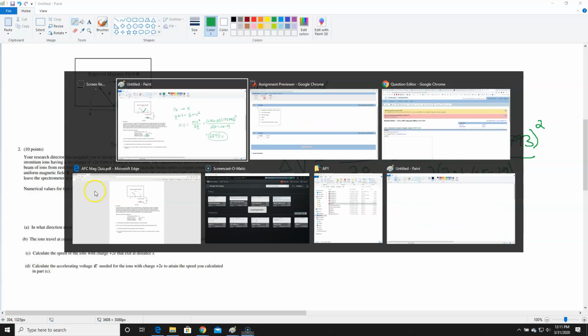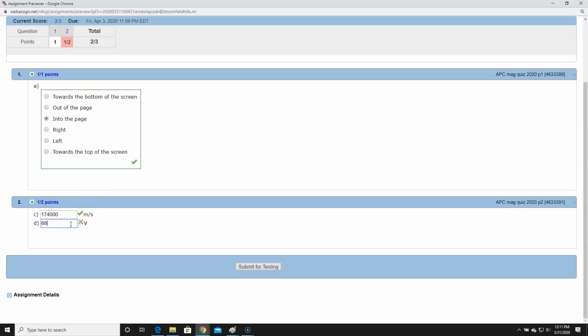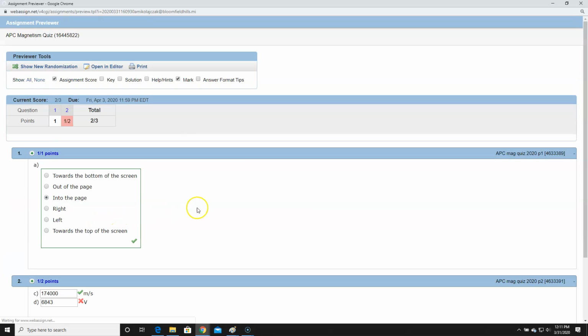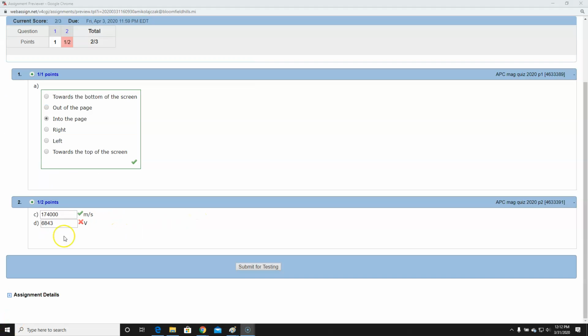So 6843. Check out 6843, hit enter, and no. Yeah, so you remember when I was saying on the first week there's going to be kinks? This is a kink. 6843 was correct. It was just keyed incorrectly on the code for the question. Cool. Enjoy.